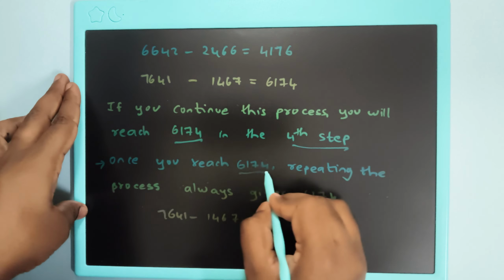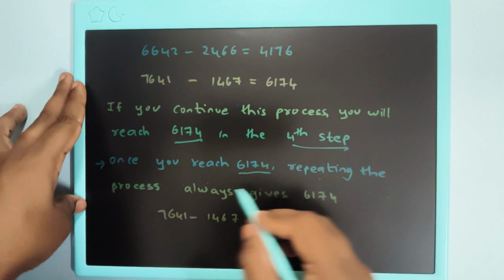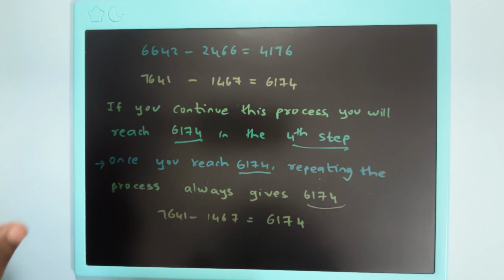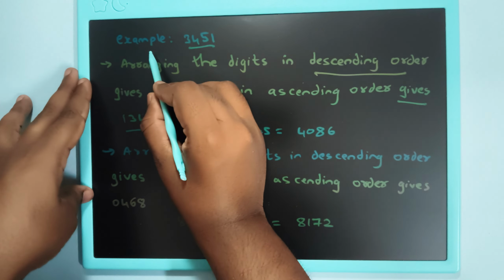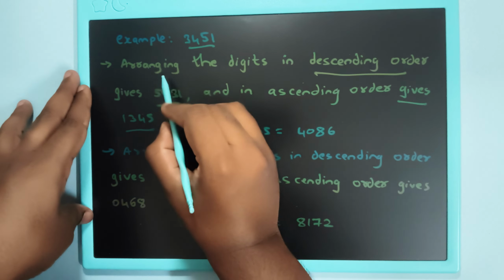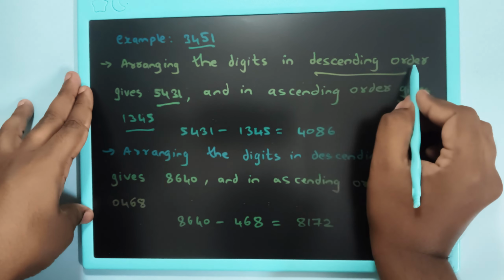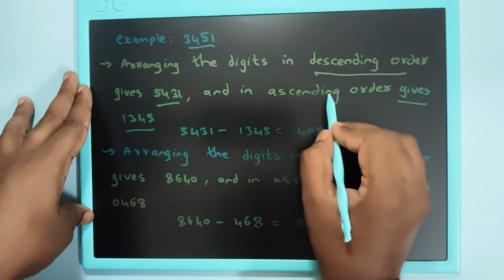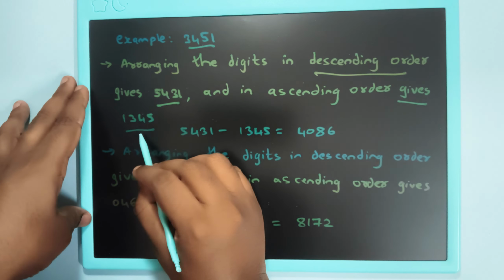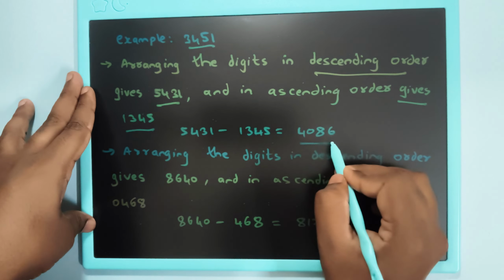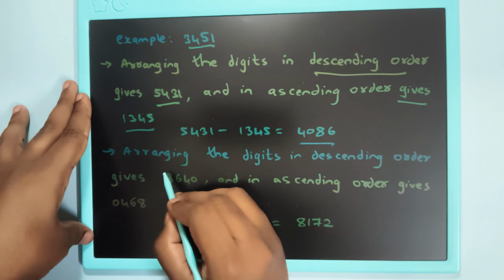Once you reach 6174, repeating the process always gives 6174. Now we'll see another example. Consider 3451. Arranging the digits in descending order gives 5431 and in ascending order gives 1345. Subtracting them, we get 4086.